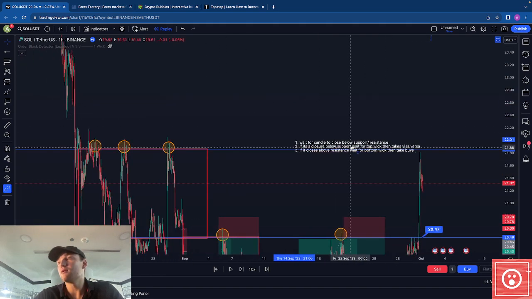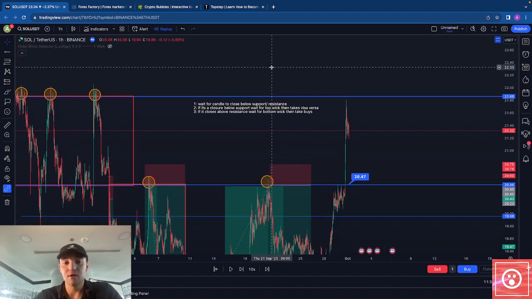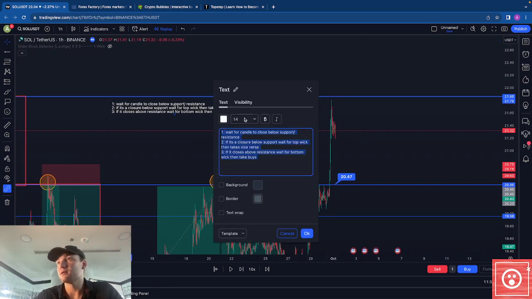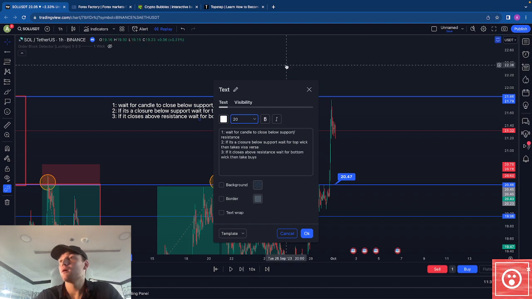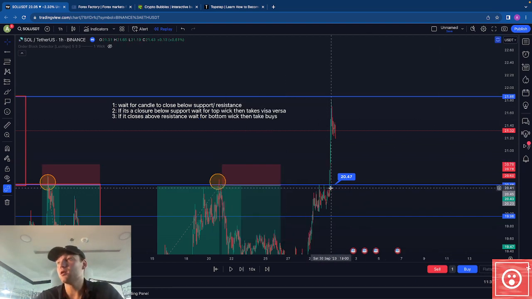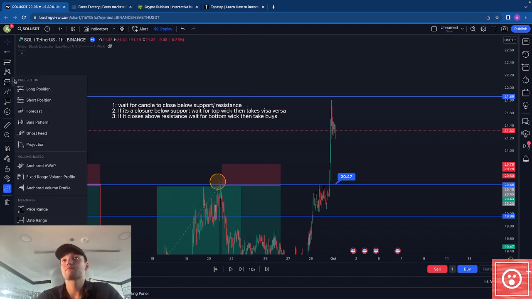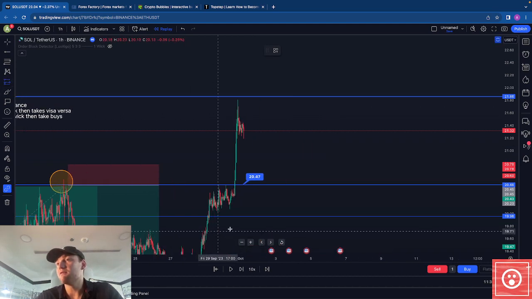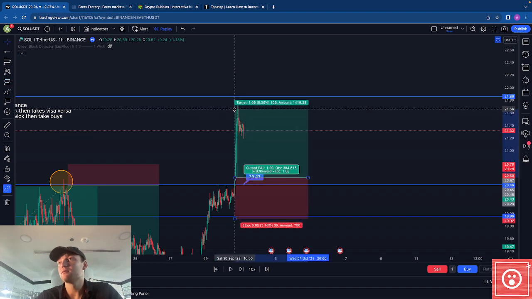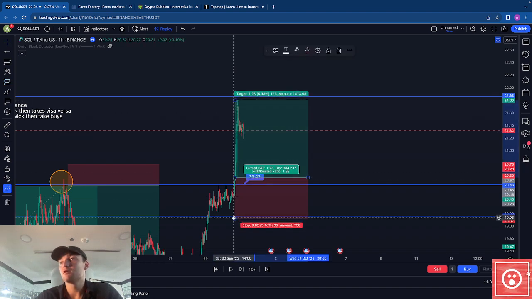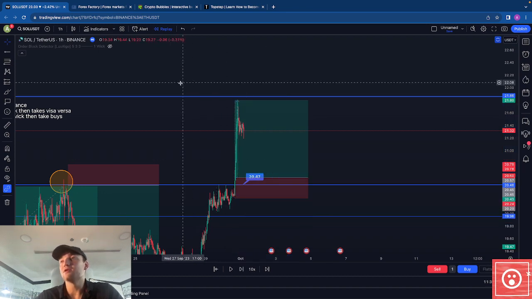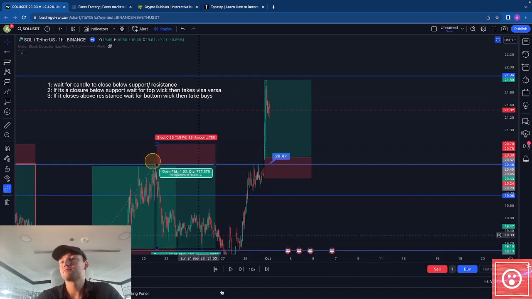So we'll put this over here just so you guys can see it. But basically it's important to understand that. We'll make it a bit bigger because I can see it's quite small. We'll put it on 20. Make sure you guys read this and write it down. But basically we closed above this level here, right? Closed above this level, wait for a bottom wick, take buys back up to the range high. You would put your stop loss below this wick over here, and this is your entry, okay?